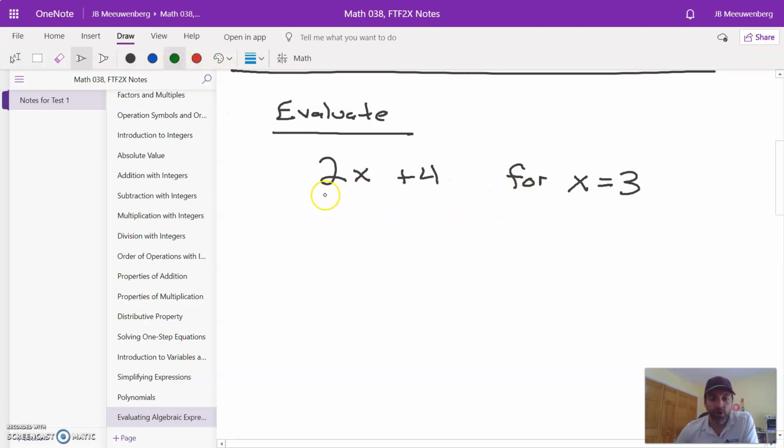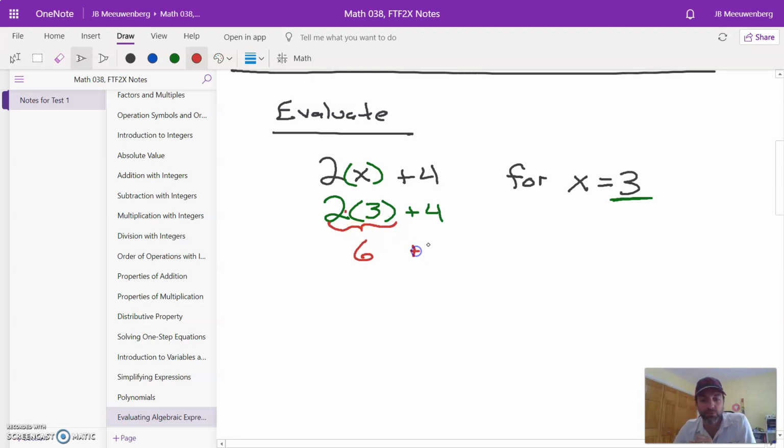So the way we're going to do that is we are going to rewrite the expression, taking the x out and putting parentheses in its place. And then where those parentheses are, we're going to stick that in. We're going to substitute 3 in for x. And this expression has multiple operations, multiple actions to take. It has times, it has plus. We are going to do our multiplicative operation first. 2 times 3 is 6. Bring down the plus 4. And now we can add 6 plus 4 to get 10. There is our value of this expression for x equals 3.